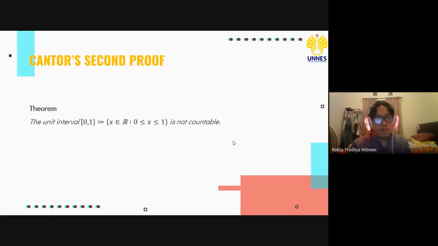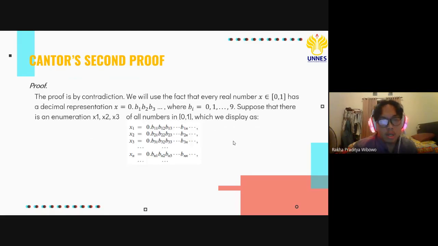The last one is about Cantor's second proof. The theorem: the unit interval, the closed interval 0 to 1, defined to be the set of real numbers x where x is between 0 and 1, is not countable. To prove it, we are going to use a contradiction. We will use the fact that every real number x, an element of the closed interval 0 to 1, has a decimal representation x equals 0.b1, b2, b3, and so on, where bi equals 0, 1, up to 9.